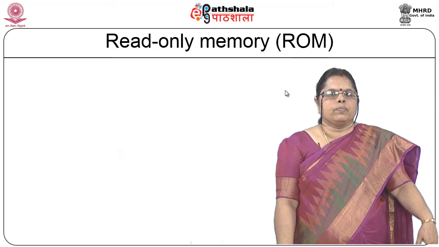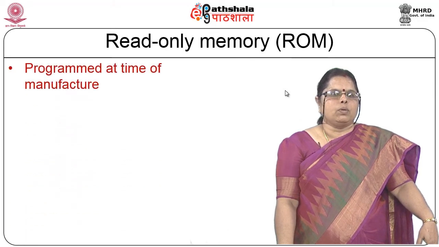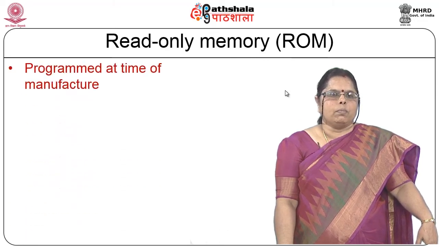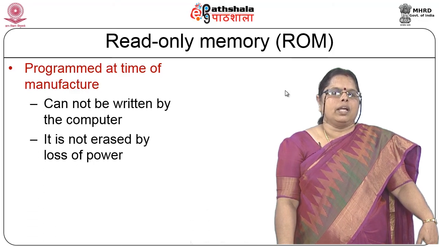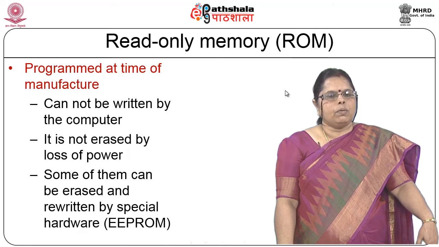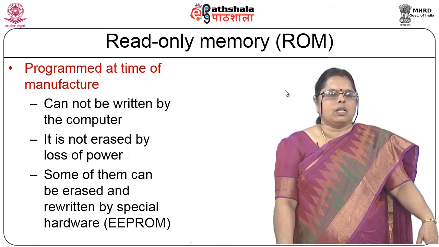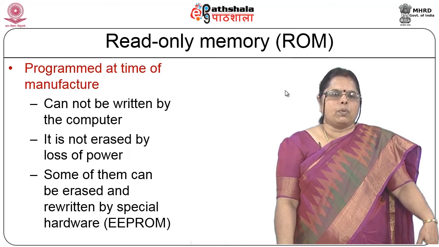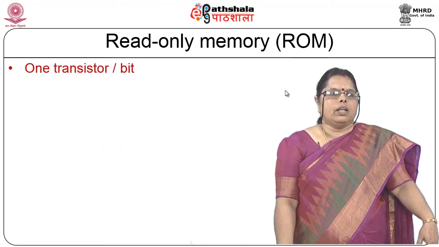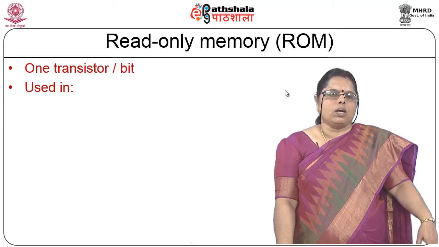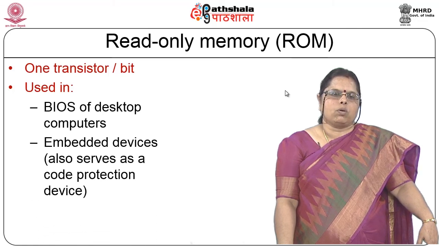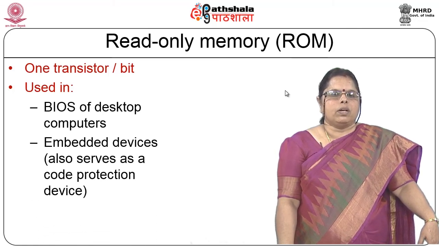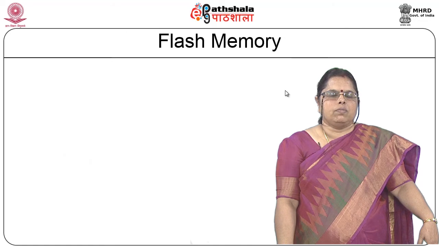The other type of memory that we are looking at is read-only memory, which is programmed at the time of manufacture, so it cannot be written again and again. It is not erased by loss of power, but some of them can be erased and rewritten by special hardware, examples being EPROMs and EEPROMs. Read-only memories normally use only one transistor per bit, and they are used in the BIOS of desktop computers and also in embedded devices, where they serve as a code protection device.